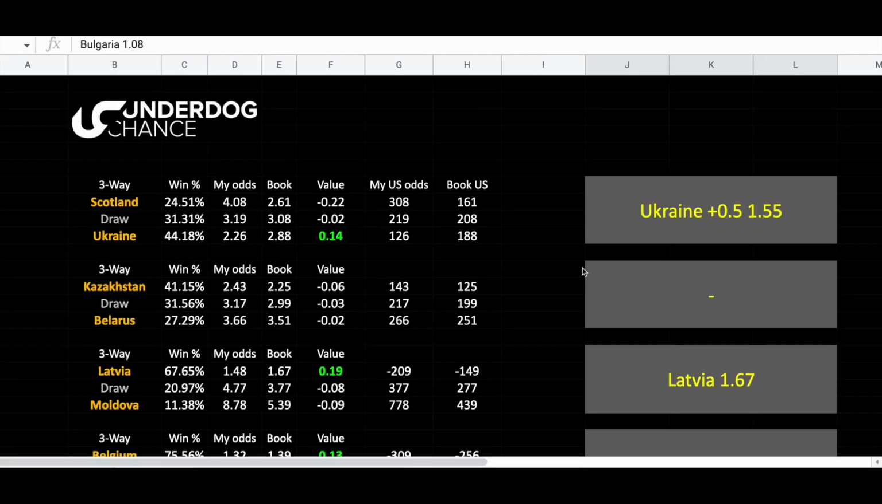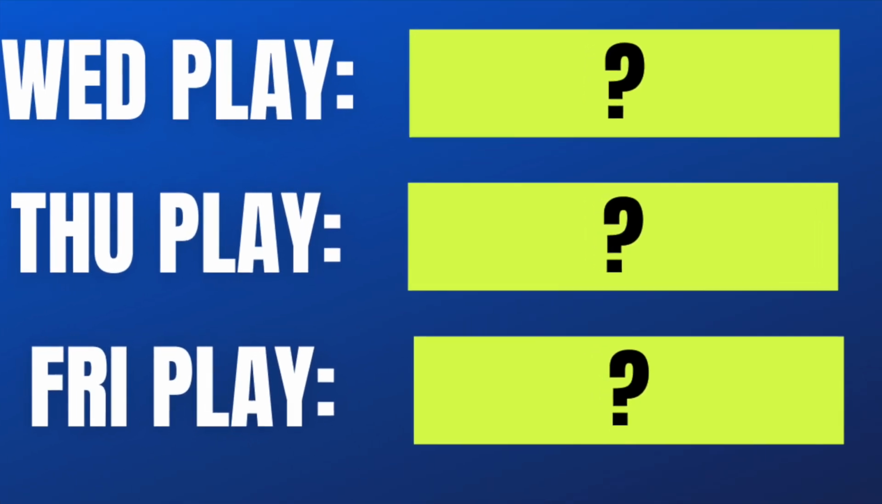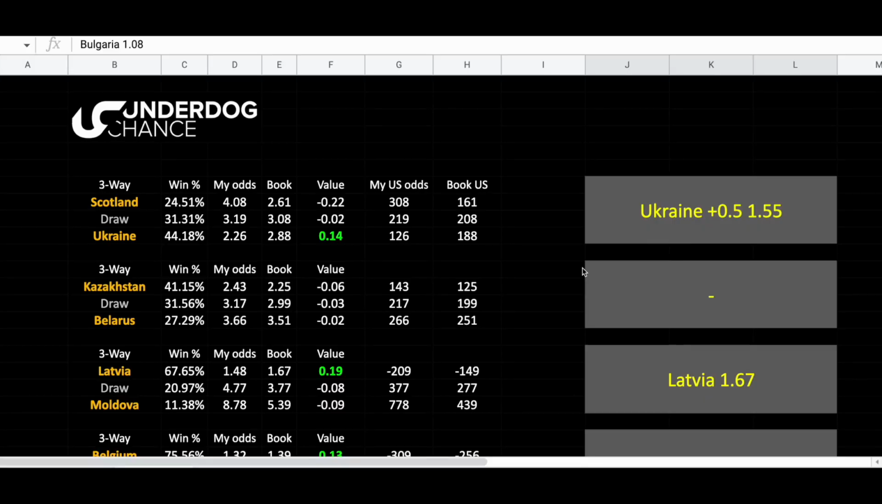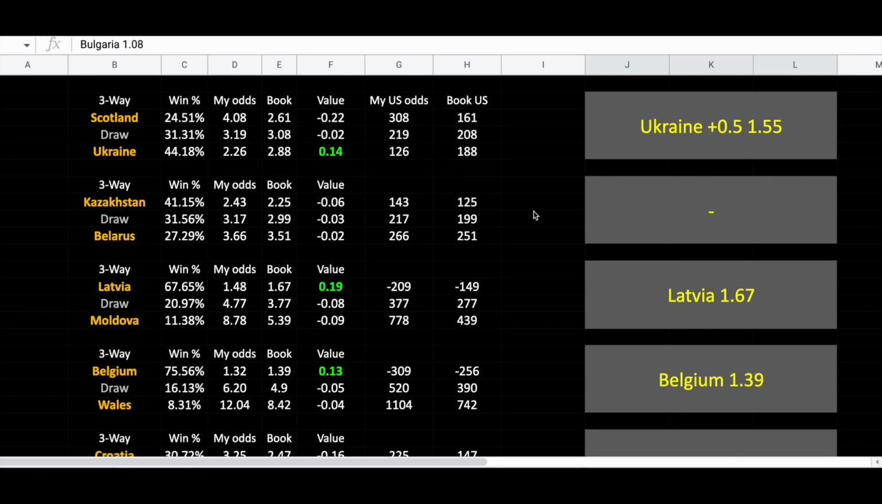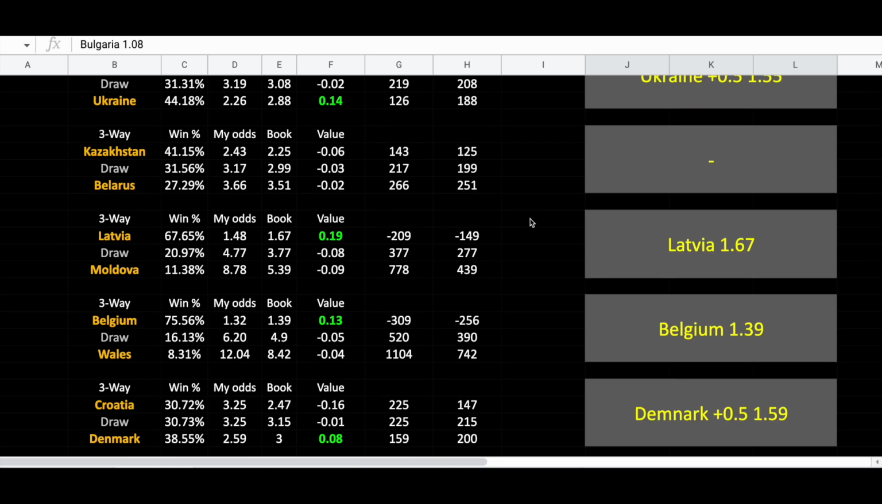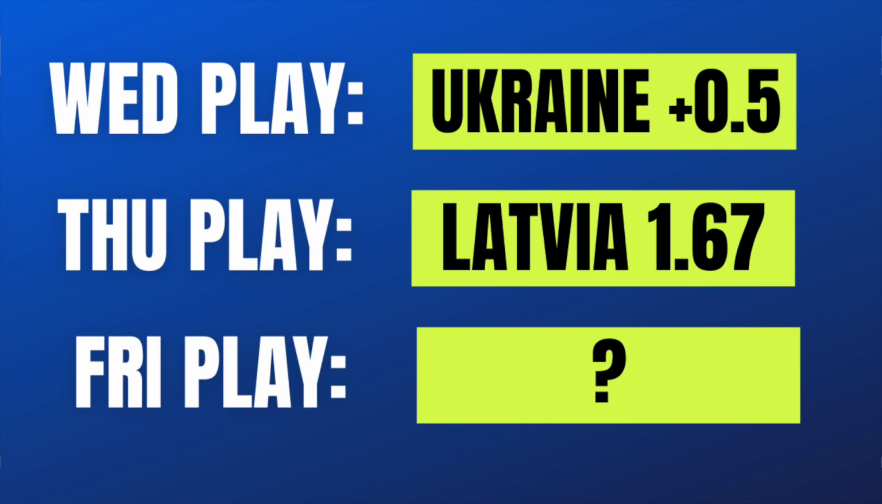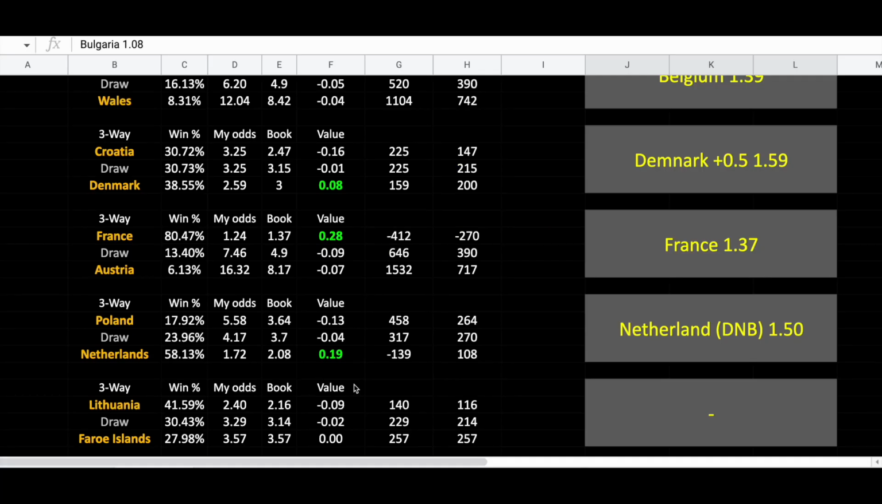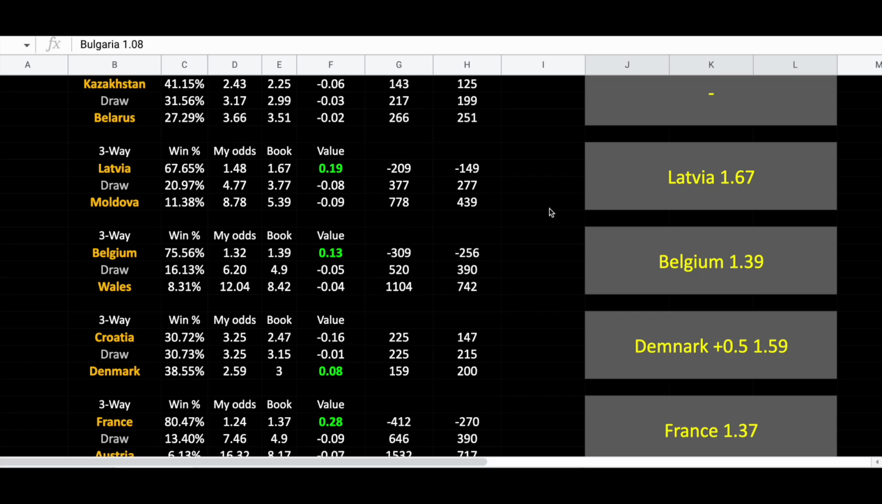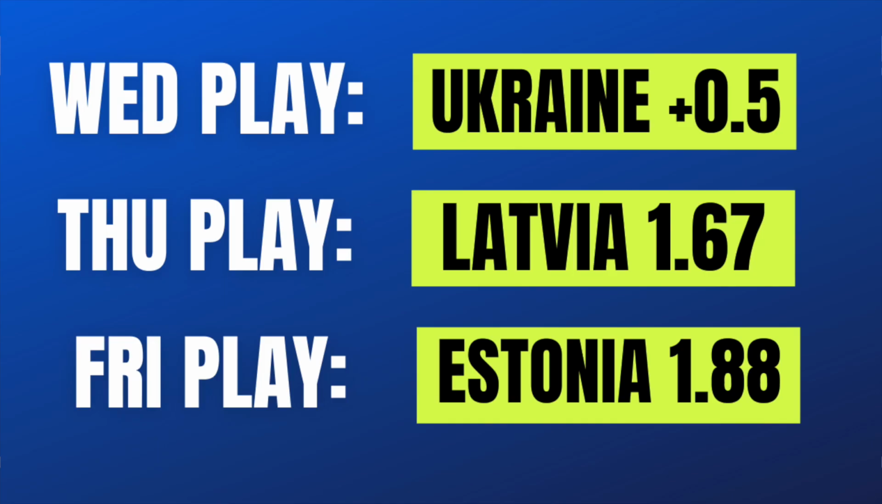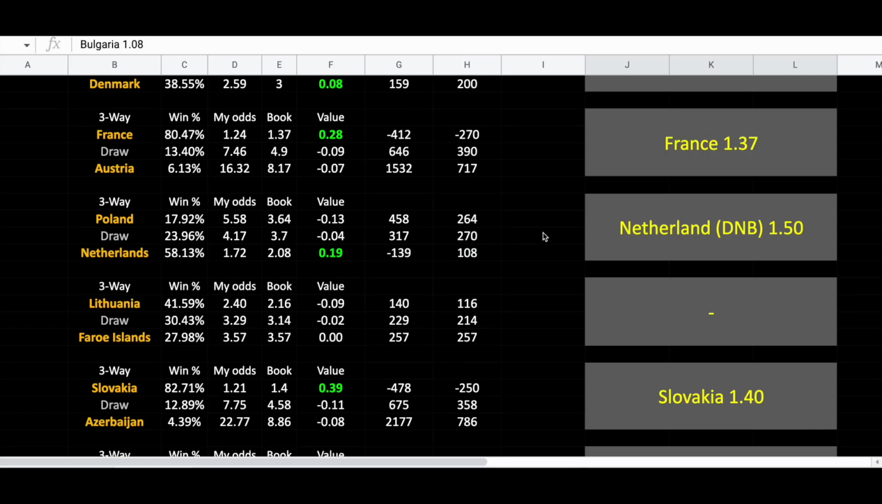Okay, so if we make a quick summary, and I promised the best bet for each day, the best bet tomorrow on Wednesday is Ukraine plus 0.5 at 1.55 against Scotland, which means that they should not lose the game. Then the second day, on Thursday, I think the best bet is Latvia to beat Moldova at home at 1.67. You can also try Netherlands to beat Poland on the road, or maybe take them draw no bet at 1.5, but I think Latvia is probably the best bet on Thursday. And on Friday, I think the best bet based on the odds is Estonia to beat Malta at home. You can get them at 1.88.